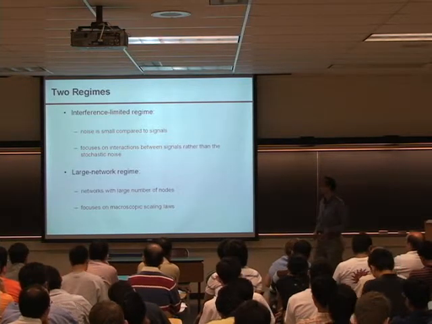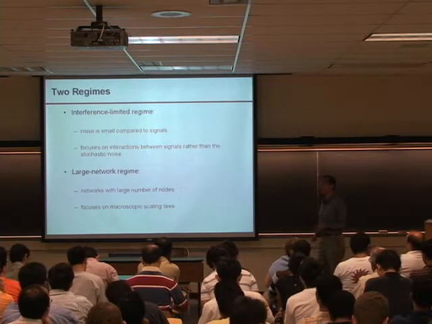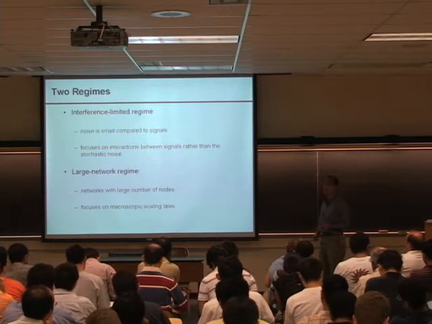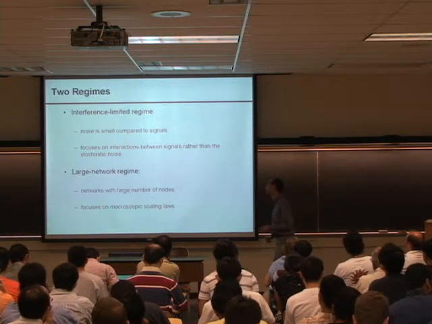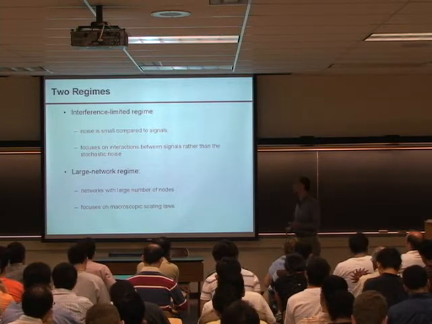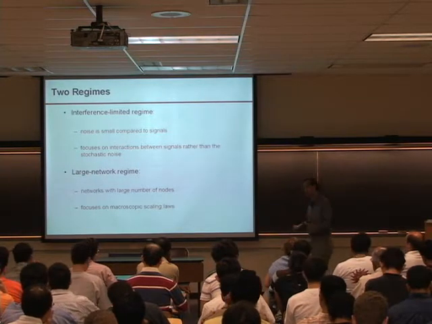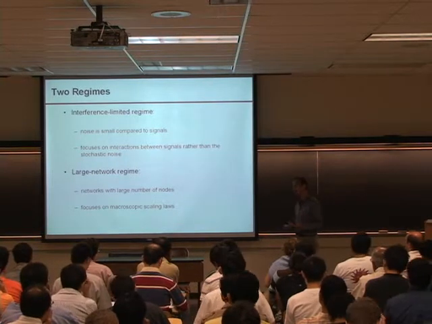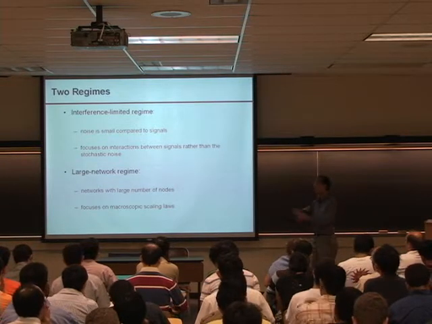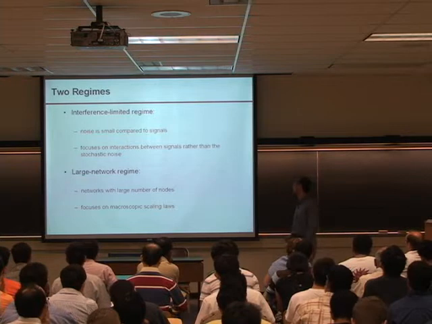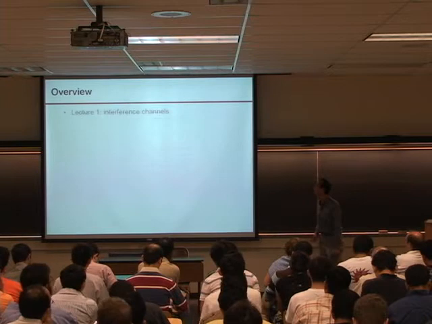The second regime is the large network regime. Here we're dealing with networks where the number of nodes is large. The focus is on developing macroscopic scaling laws to figure out how the capacity of networks scales with the number of nodes as they get large. Here again is an asymptotic regime, useful for providing some architectural insights into how to design systems for large networks. So these two regimes are essentially the focus of my lectures today.